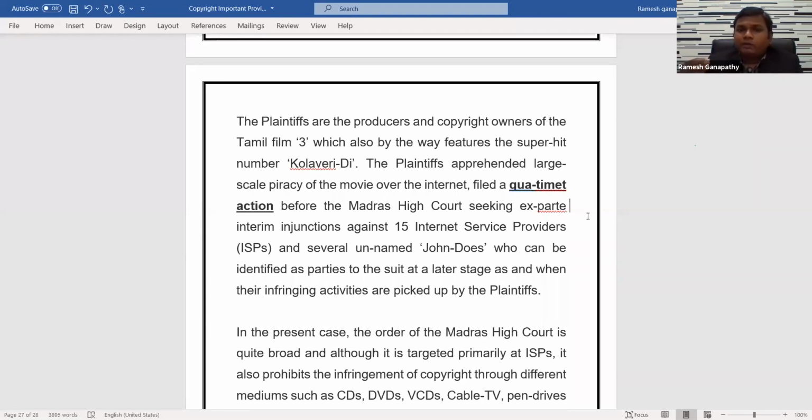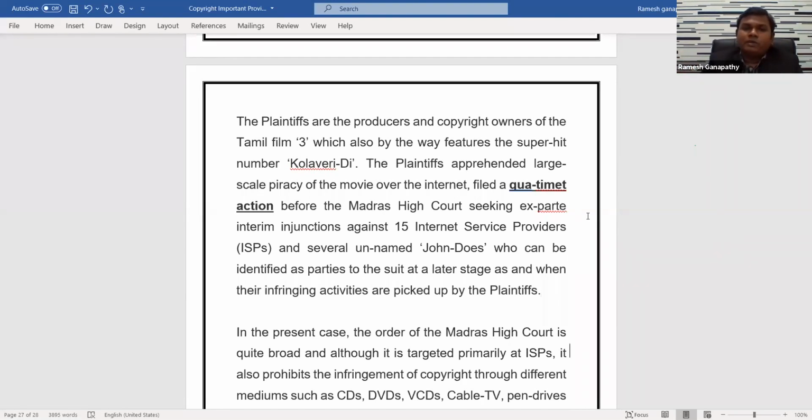In this case, the plaintiff filed a quiet time action before the Madras High Court seeking ex parte interim injunction against 50 internet service providers and several unnamed John Does who can be identified as parties to the suit at a later stage as and when their infringing activities are picked up by the plaintiffs.